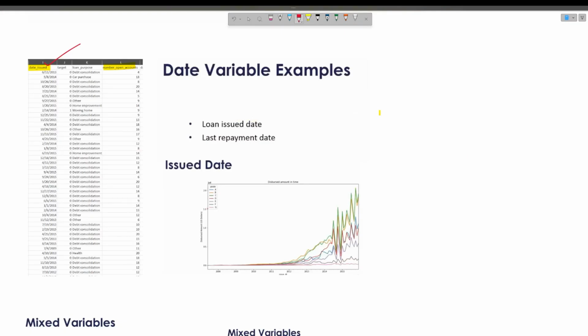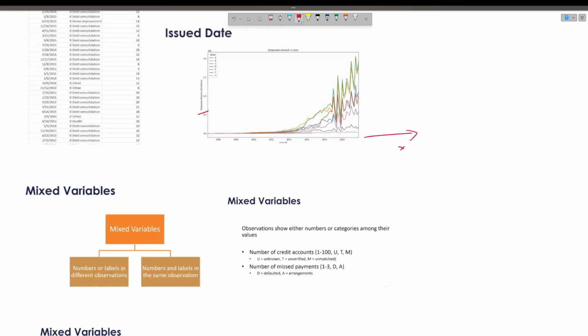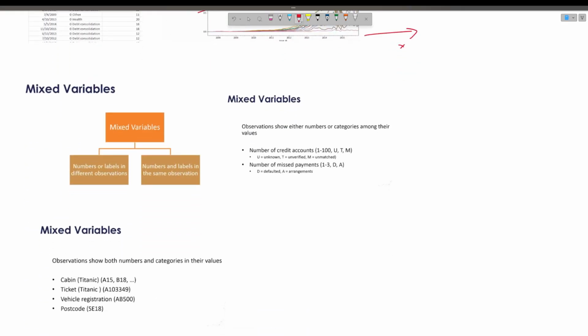So yeah, we can have some sort of relationship with that. For example, if we have date issued or last repayment or payment date on the x-axis, and on the y-axis maybe we can have disbursed amount. So we can have some sort of relationship, and that's it. Just looking into the relationship with some other thing, so we'll talk about that.